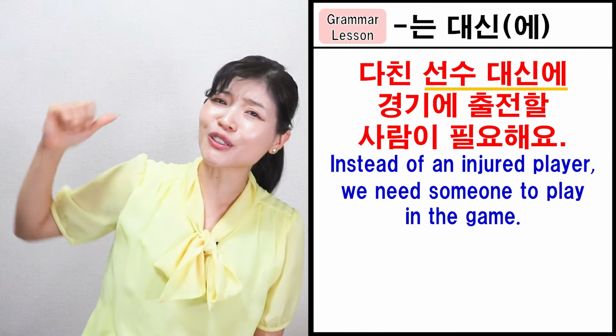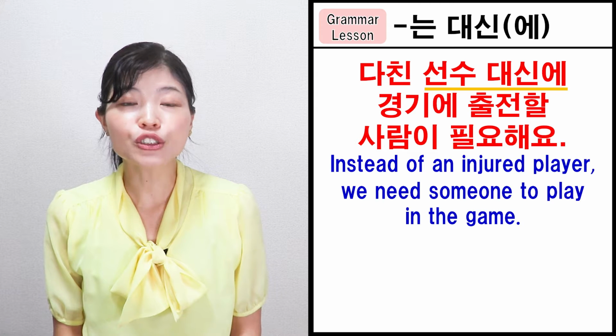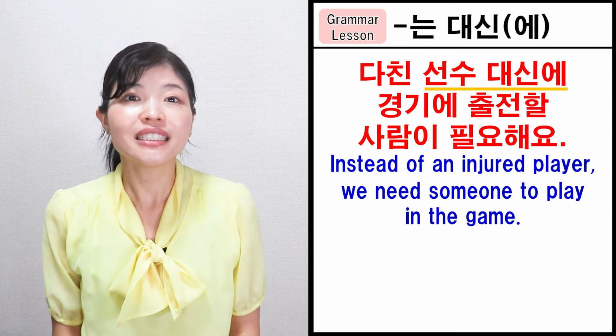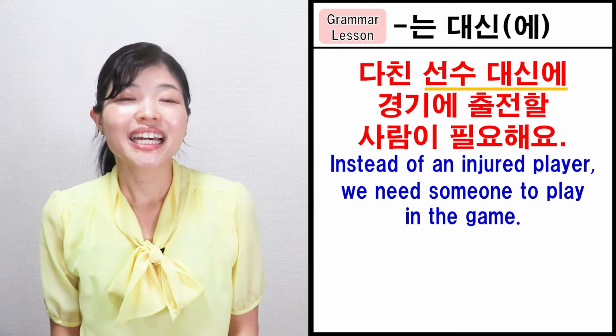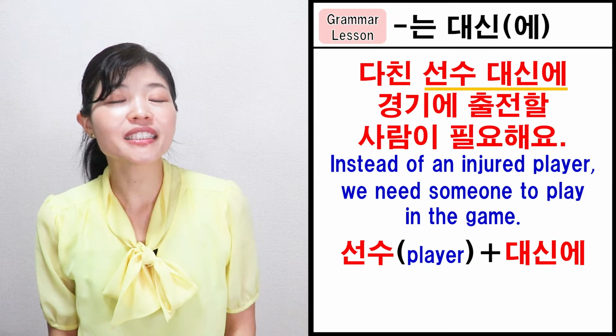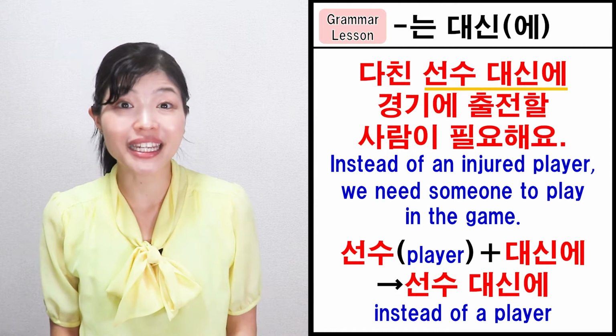Okay, let's move on to the next one. 다친 선수 대신에 경기에 출전할 사람이 필요해요. Instead of an injured player, we need someone to play in the game. Here, 선수 is a player. You add 대신에 to make 선수 대신에 instead of a player.